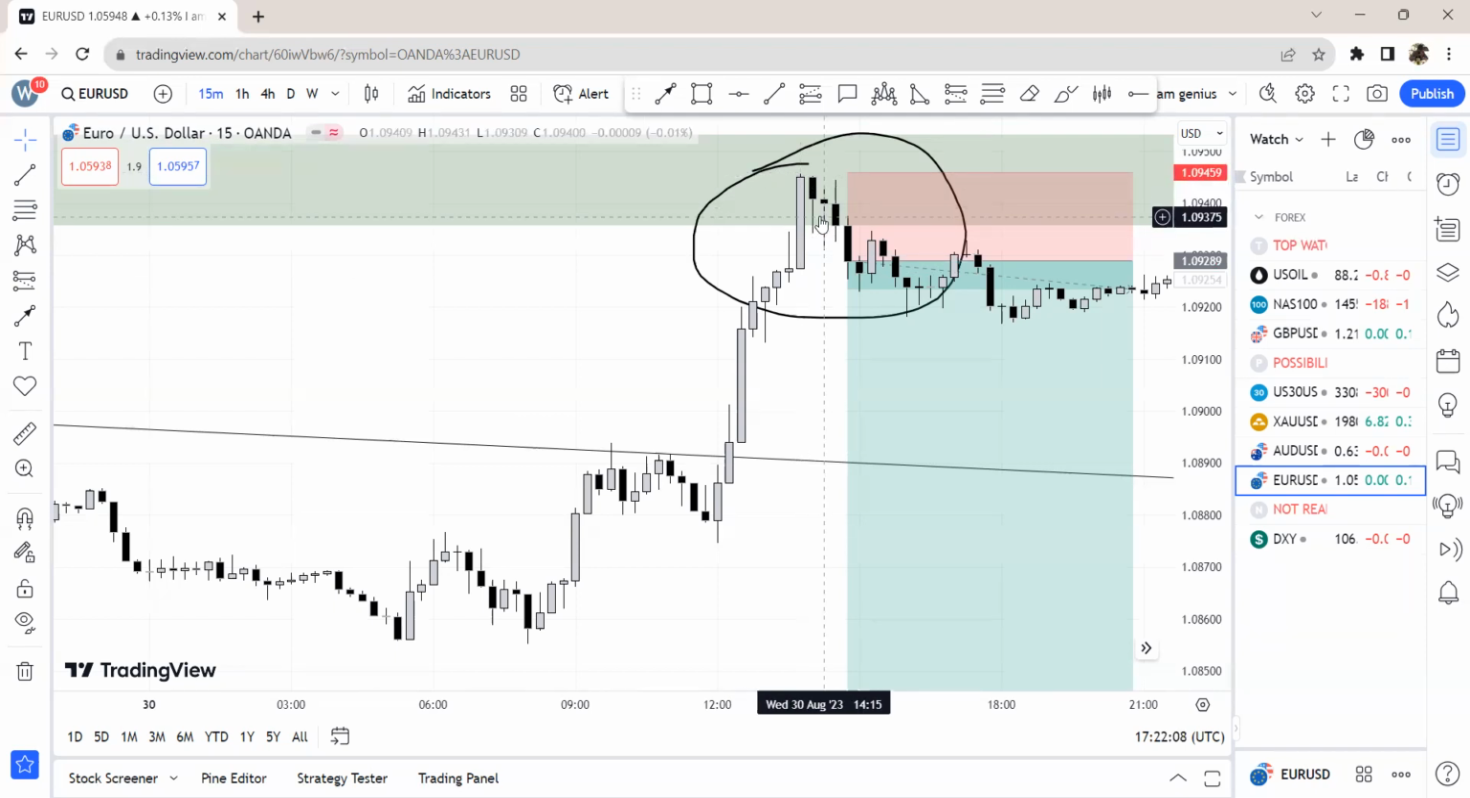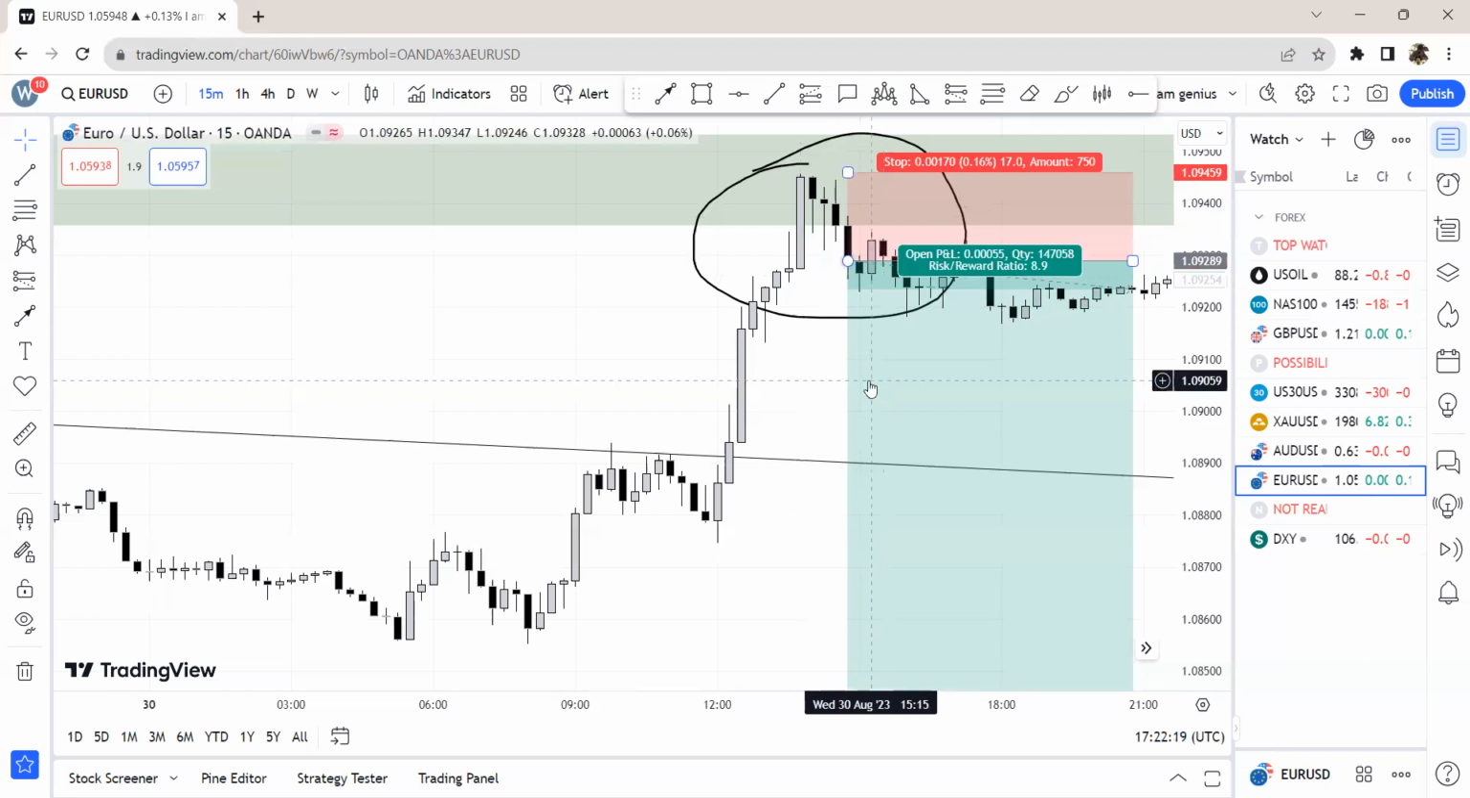Once I enter from here, I stop looking at the market. I can go on to do my own things. Then just wait for the market to play out according to my bias.